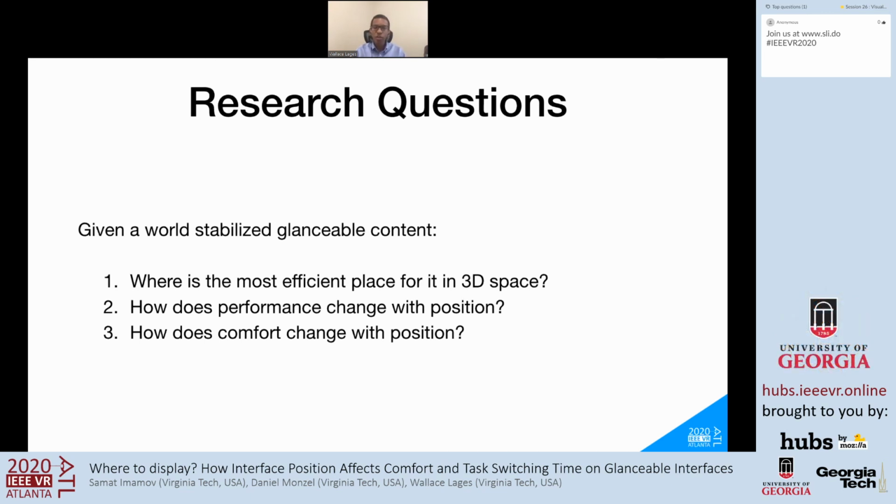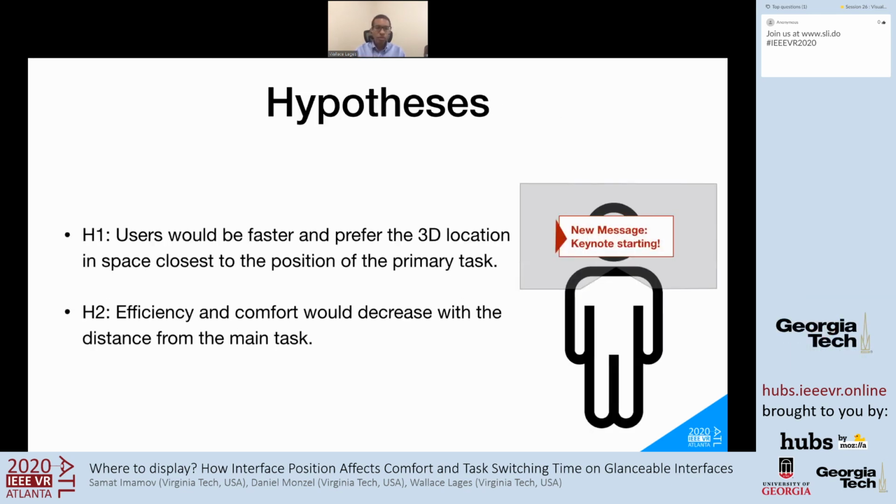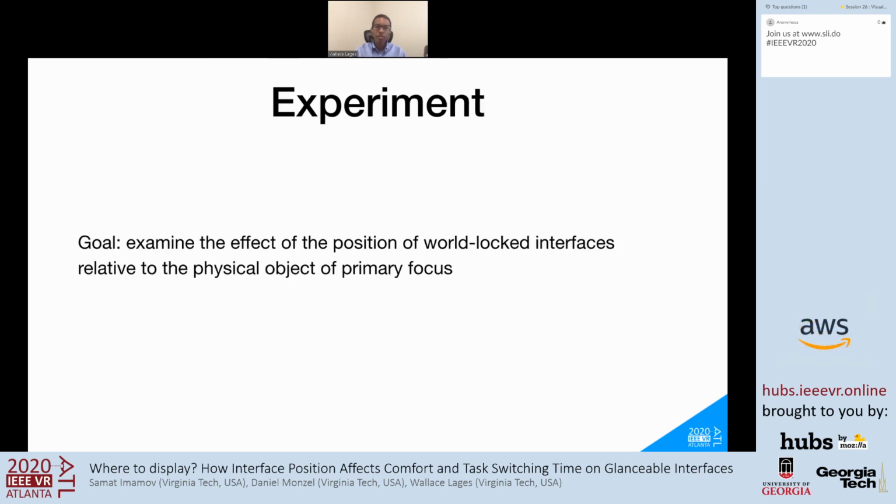And we suspected that shorter distance would reduce the time necessary to change fixation between the different targets. And it will also facilitate the shift of attention between them. So formally, our hypothesis was that instead of preferring information in the periphery, users would actually be faster and prefer content displayed in 3D locations closer to the position of the primary task. We expect that efficiency and comfort would also decrease with the distance from the main task. So we designed the study with the goal of examining the effect of position of world-locked interface relative to the point of interest of the primary task.